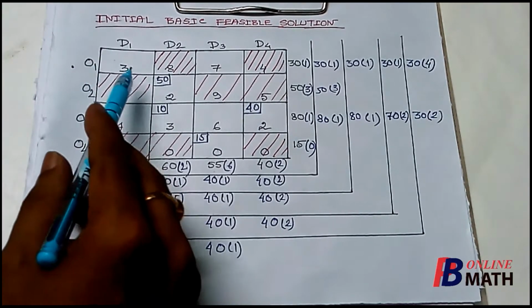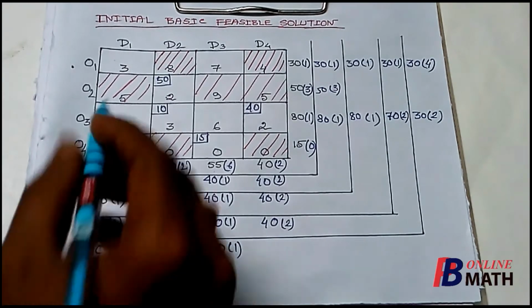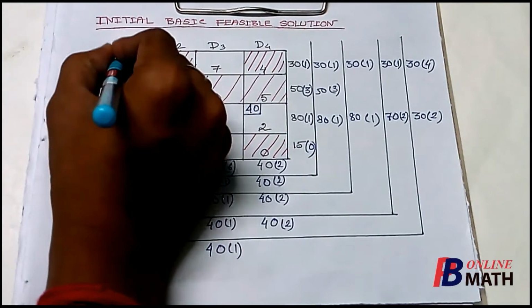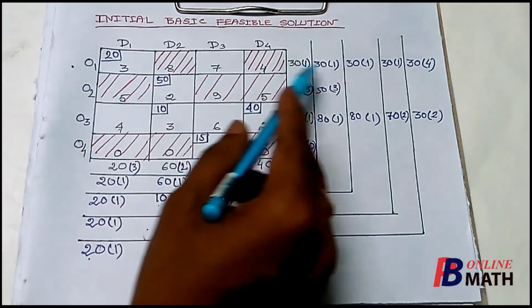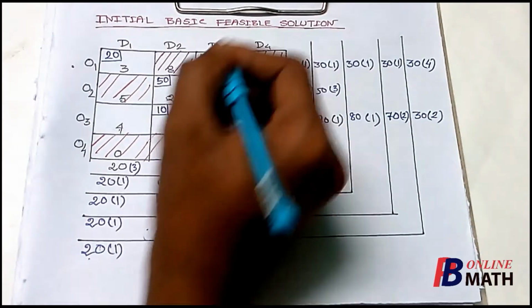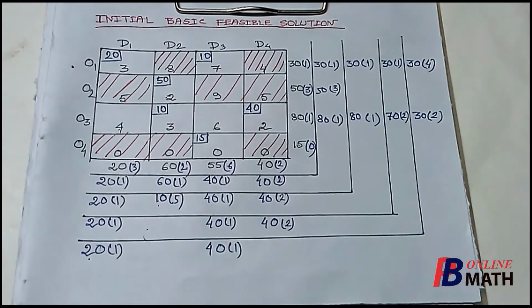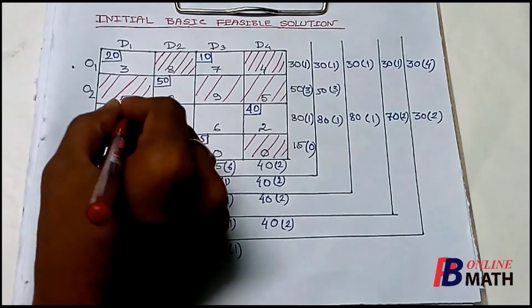For that we have to check the corresponding capacity and demand, out of which 20 is minimum, so we can allocate 20 here. Now since the capacity of this origin O1 is 30, we have to allocate 10 here. Now the demand of the destination D1 is met, so we can simply cross off the remaining cells of this column.